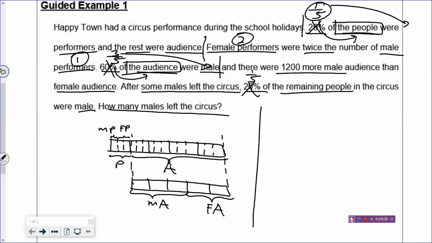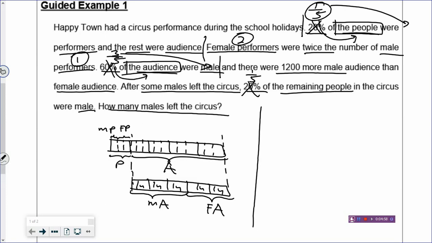Oh, we can actually do something already. If you look at the model, you can see the female audience has 2 units, the male has 3 units, so you can find how many units more. So as you draw the model, you will be able to find the next step. You'll be able to connect to the rest of the problem.